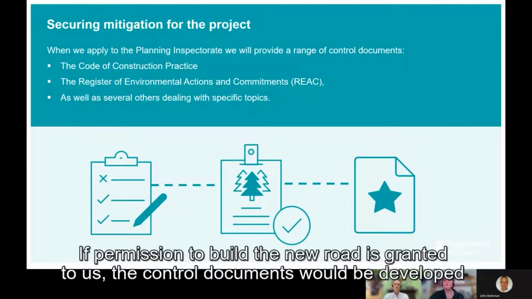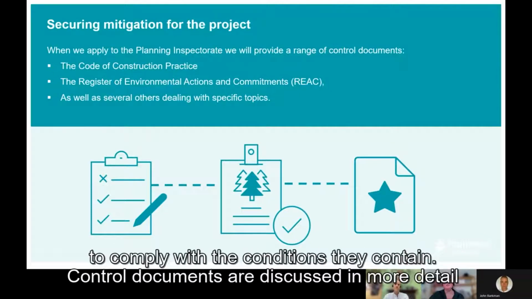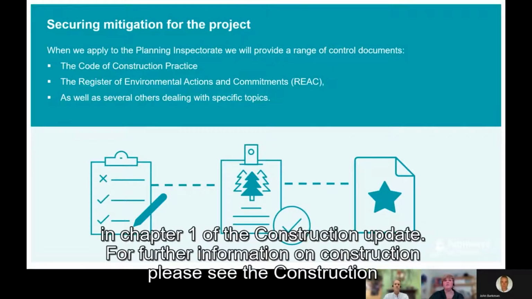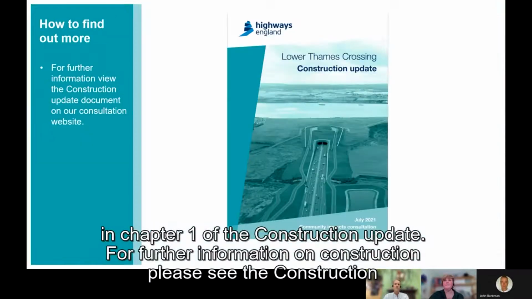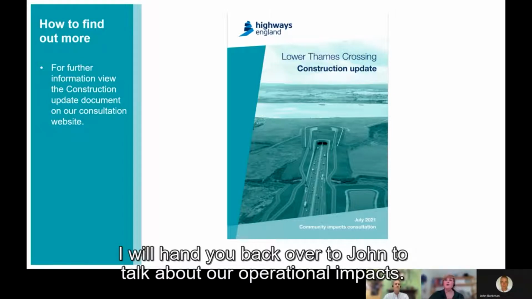If permission to build the new road is granted to us, the control documents would be developed further by our contractors and, once agreed upon, those contractors would have legal obligations to comply with the conditions they contain. Control documents are discussed in more detail in Chapter 1 of the Construction Update. For further information on construction, please see the Construction Update document on our consultation website. And I will hand you back over to John to talk about our operational impacts.